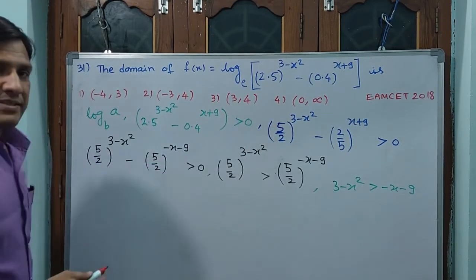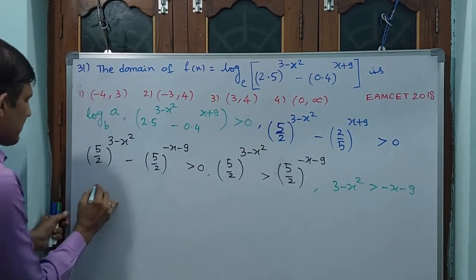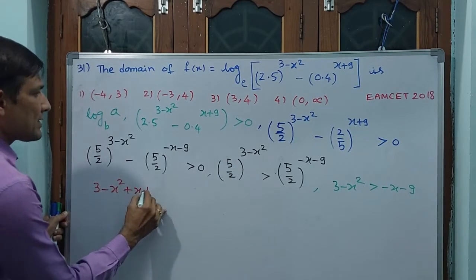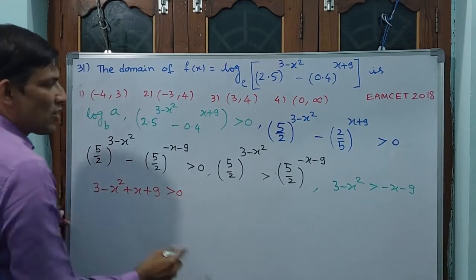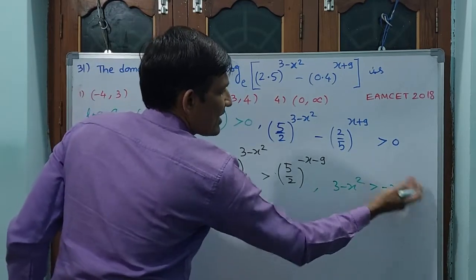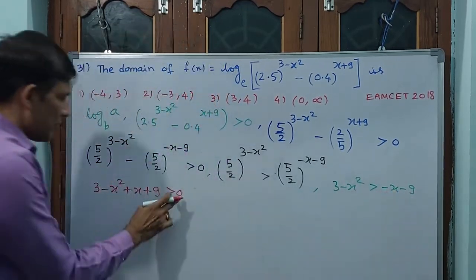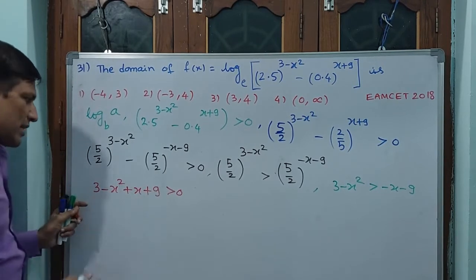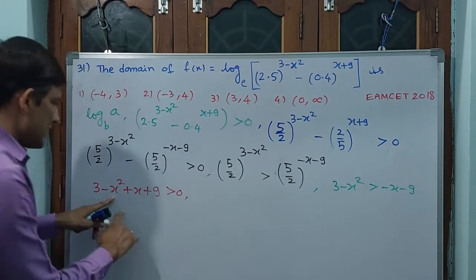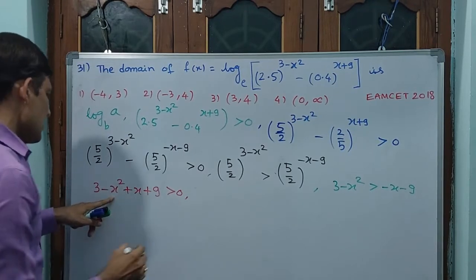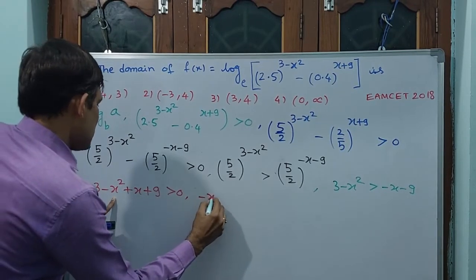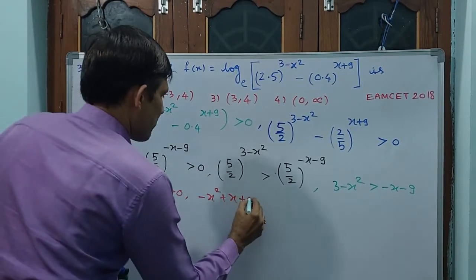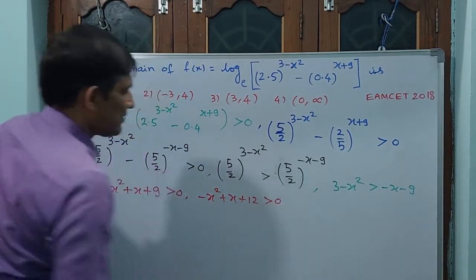Now you bring minus x minus 9 this side, it is going to become plus. See, 3 minus x square plus x plus 9 should be greater than 0. Now this side x you have sent this side, 9 you have sent this side, means here only 0 it will be. Okay, that means greater than 0. Now you see, make it as a quadratic equation, like you see x square is minus, okay, let it be. First you write down minus x square plus x, you see 9 plus 3, 12. Plus 12 should be greater than 0.